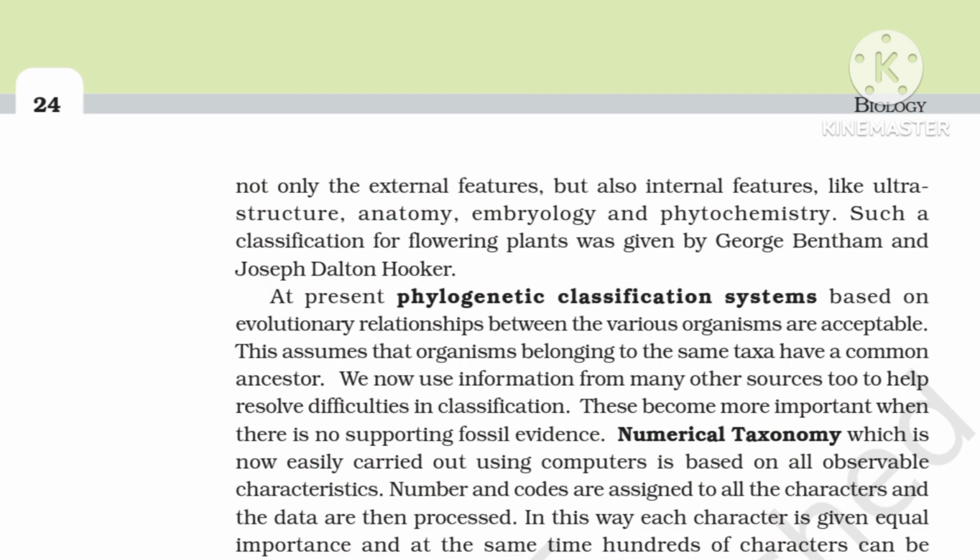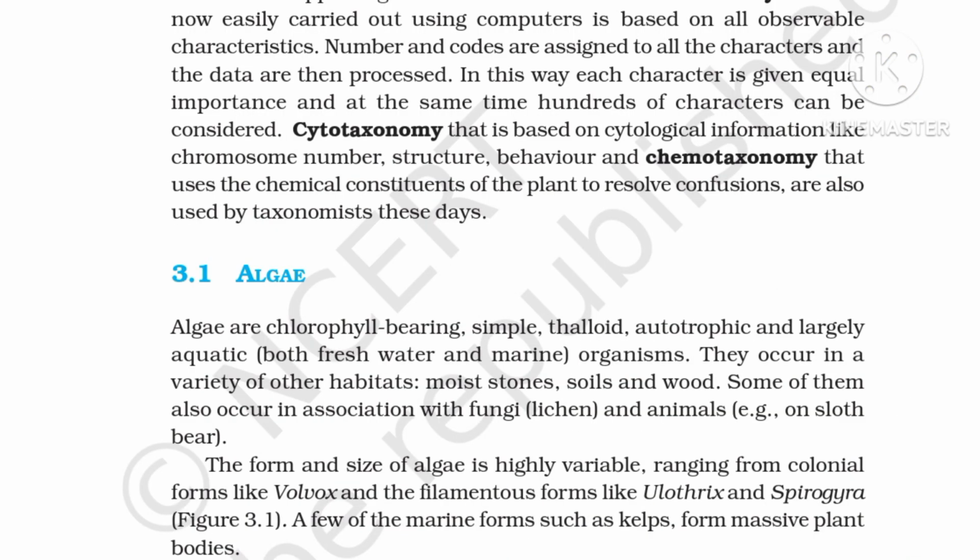In this way, each character is given equal importance and at the same time hundreds of characters can be considered. Cytotaxonomy, that is based on cytological information like chromosome numbers, structure, behavior, and chemotaxonomy that uses the chemical constituents of the plant to resolve confusion, are also used by taxonomists these days.